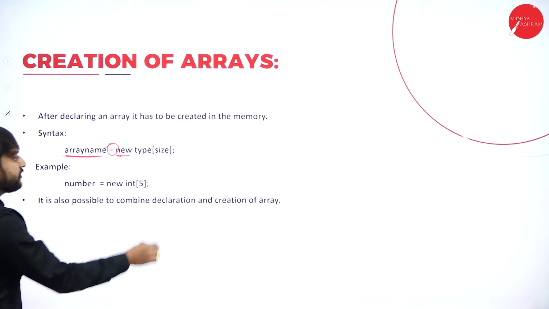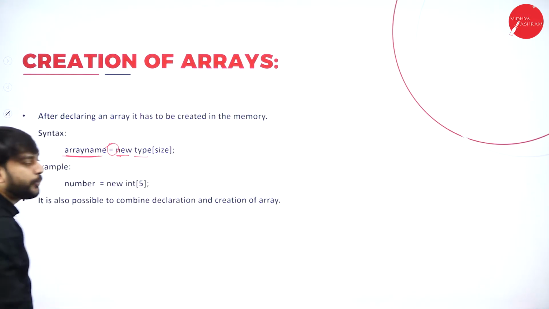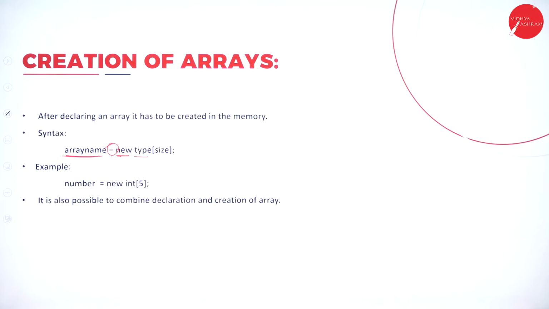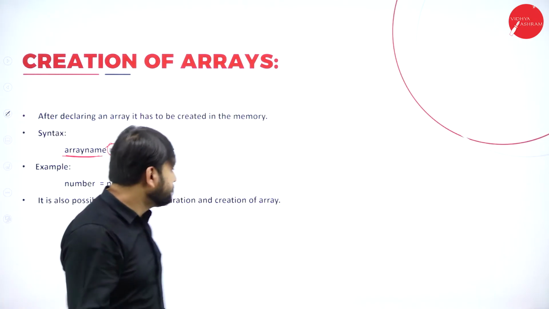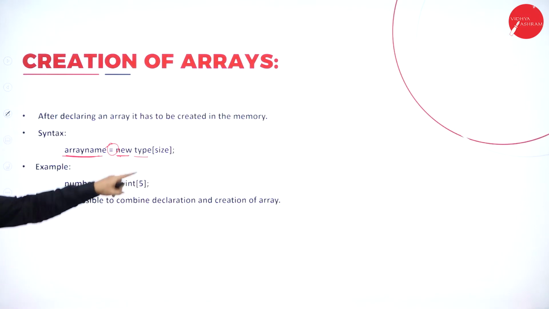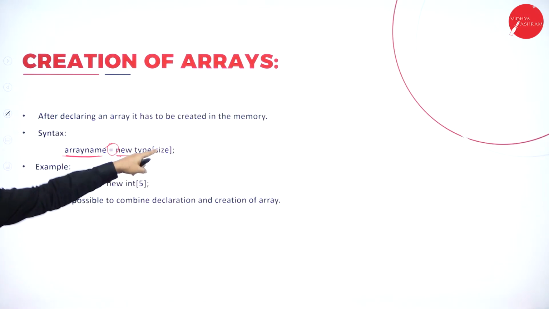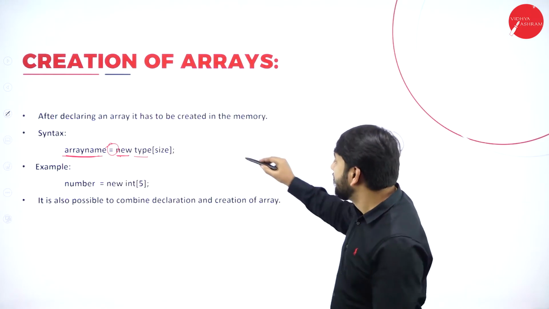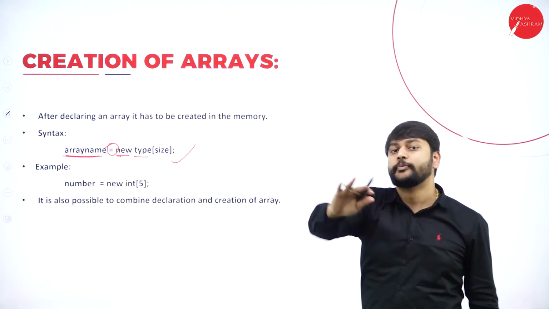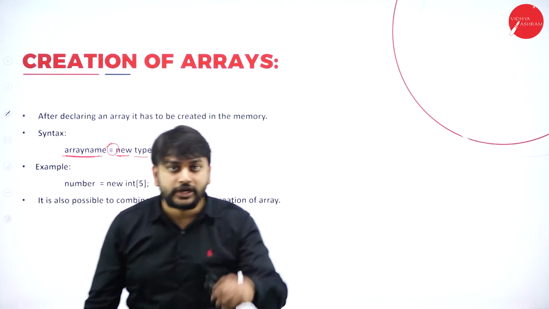So fine. Then after that, you have to specify the type of the array. Type in the sense what? Data type. So you will specify that, and then followed by that, you have to specify the size of the array. So even like this, I can allocate the memory for the array. That's what you need to understand.